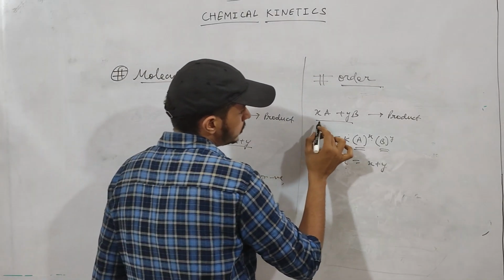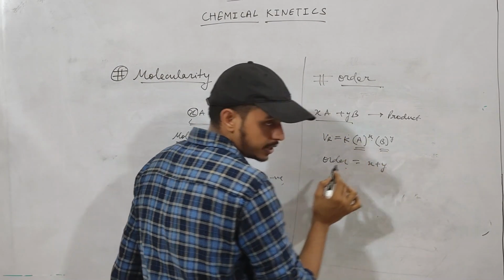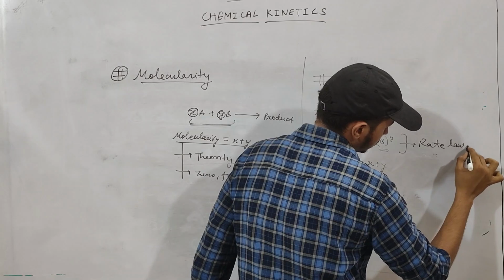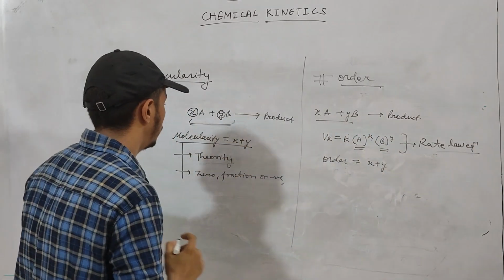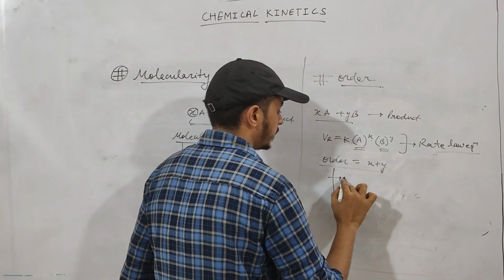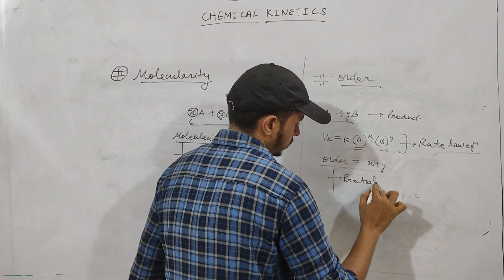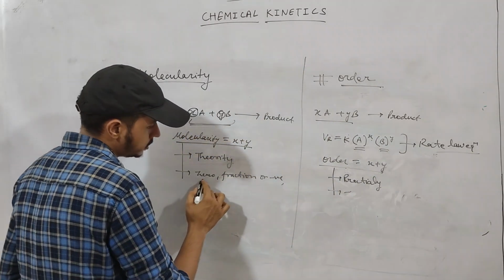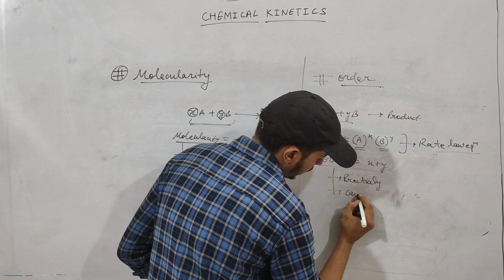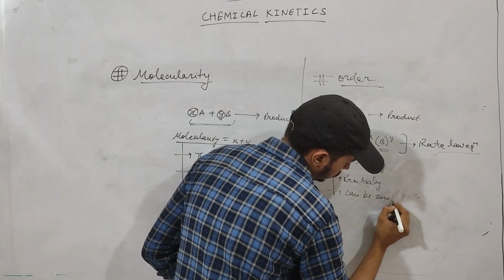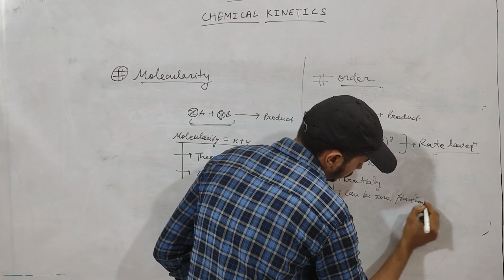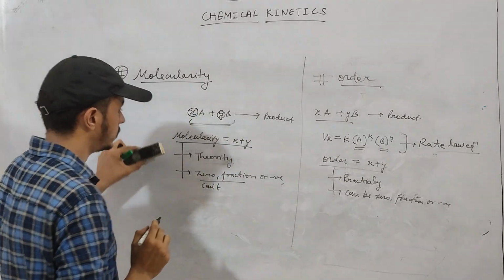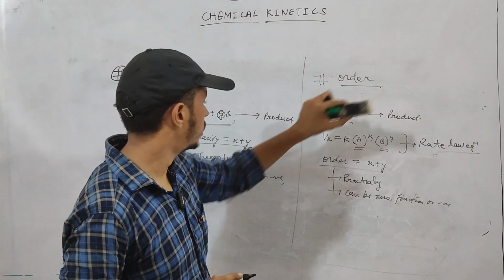So for a simple reaction, take the sum of powers raised to the concentration in the rate law equation. This is the rate law equation that we have derived further. Order is always calculated practically, and it can be zero, fraction or negative, whereas molecularity cannot be zero, fraction or negative.